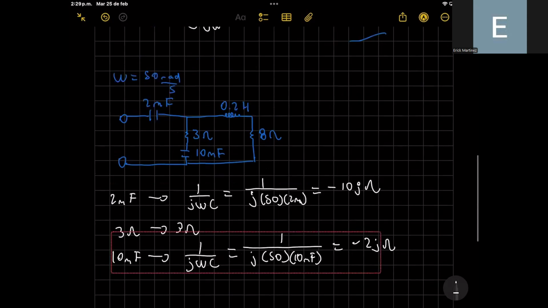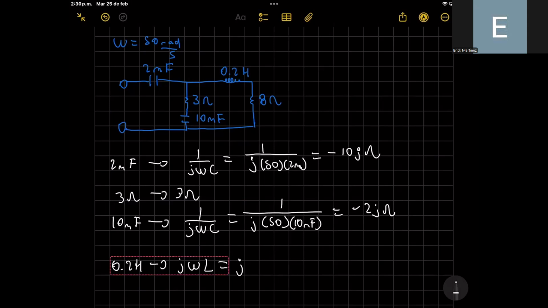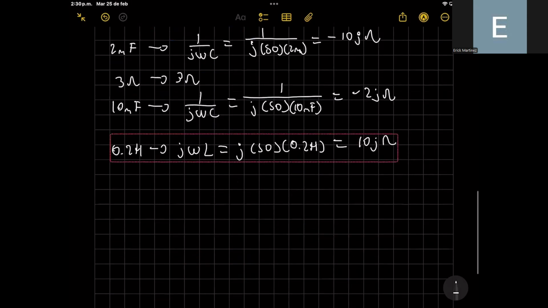And we also have the value of the inductor, no? The inductor, okay, remember that the impedance of the inductor is equal to J times omega times L, and this is equal to J times 50 times L, that is 0.2 Henries, and this is equal to 10 times J ohms, okay? Also, I am forgetting about the impedance of the 8 ohms resistor, that is basically the same.